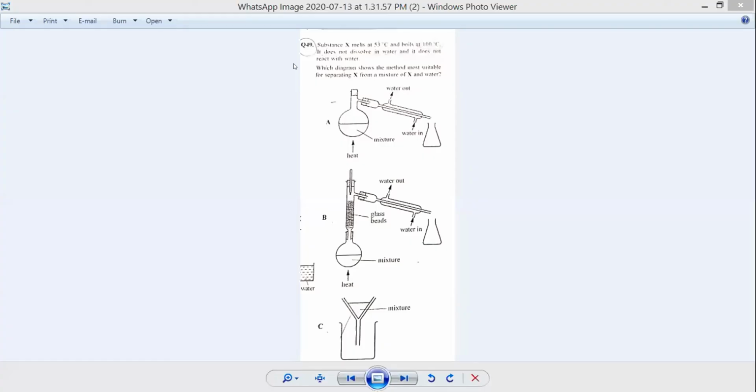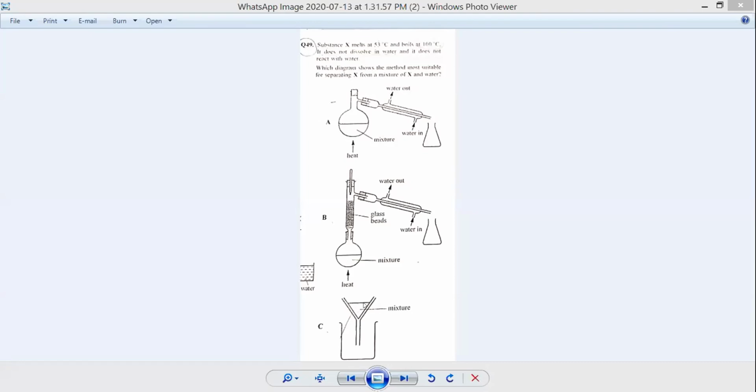Okay, Abdul Wadood, you want to say something? Yes, I did not understand the last question, the part C. Okay, what did you not understand? Tell me. What's your confusion? How can we separate it? If we put the water with the X substance, it will go down with the water. It will not stay up there. So how can we separate that? So it's saying it does not dissolve in water. So anything that does not dissolve in water will not pass through the filter paper. It will stay back as the residue.